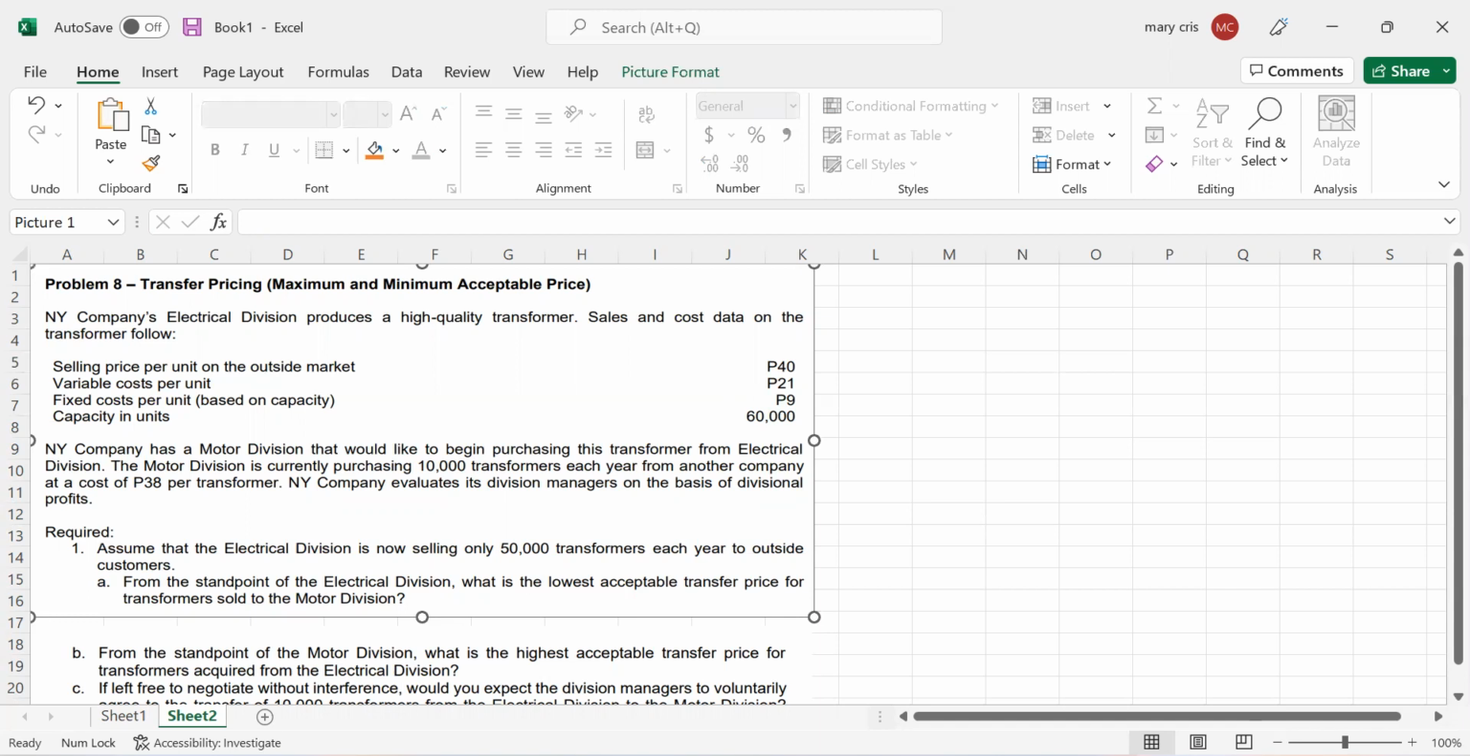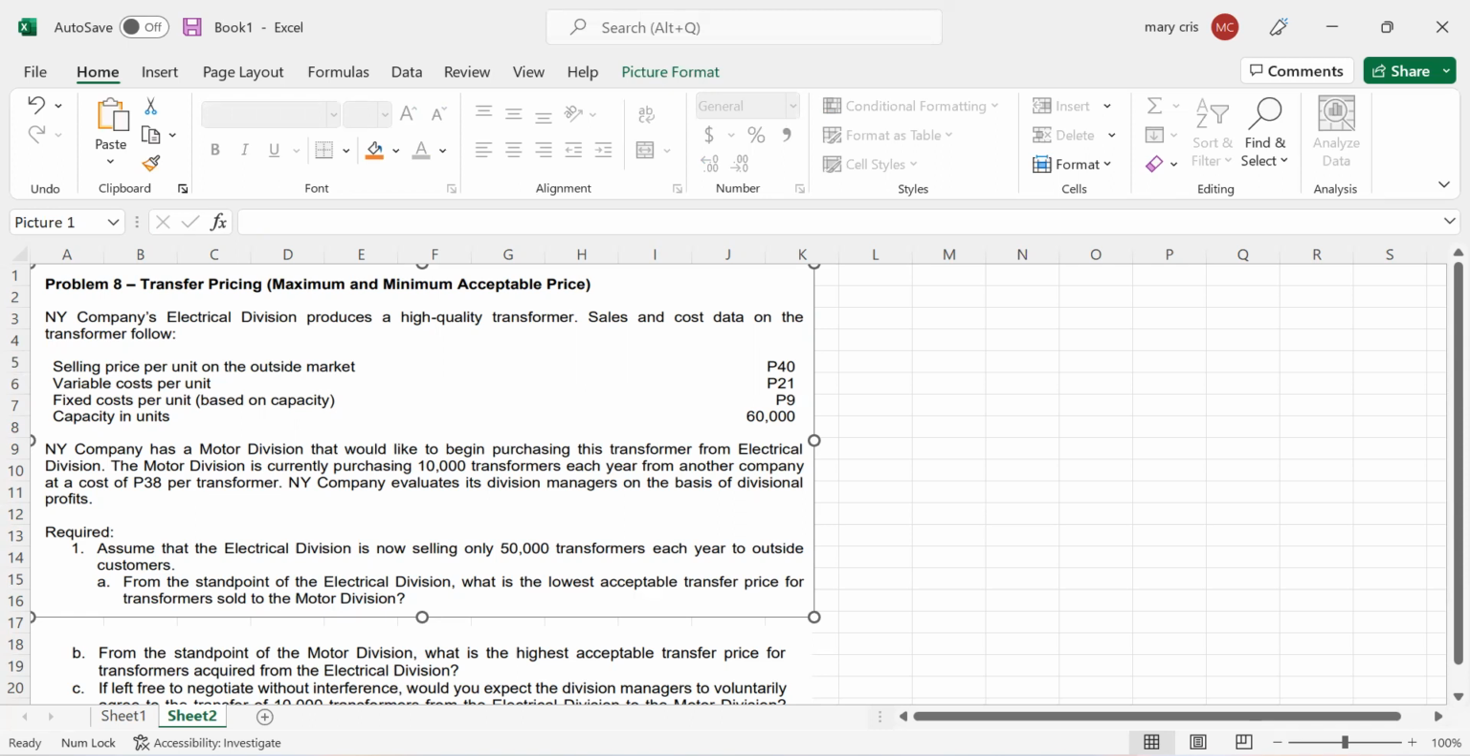So number one, assume that the electrical division is now selling 50,000 transformers each year to outside customers. So in short, yung first scenario is actually they are operating below its capacity. Kasi 60,000 man ang kanilang full capacity, pero as of now, they're only selling 50,000 transformers. So there is still spare na 10,000 units which they can sell to the other division, yung motor division. So pwede nilang ibenta kay motor division.